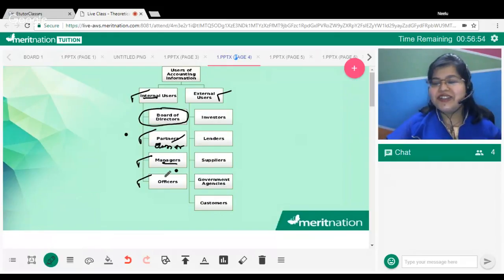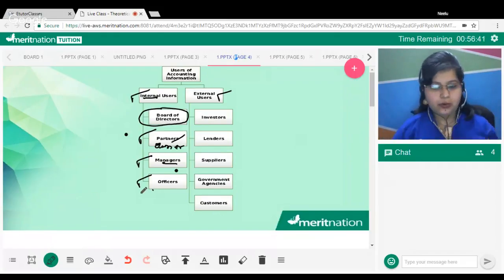Now, managers are the people who have been hired to take decisions when the owner feels the work is of a higher level, and they need professionals to manage it. So now the managers are the ones again who are doing the work, and they need to know whether they are doing it right or wrong.